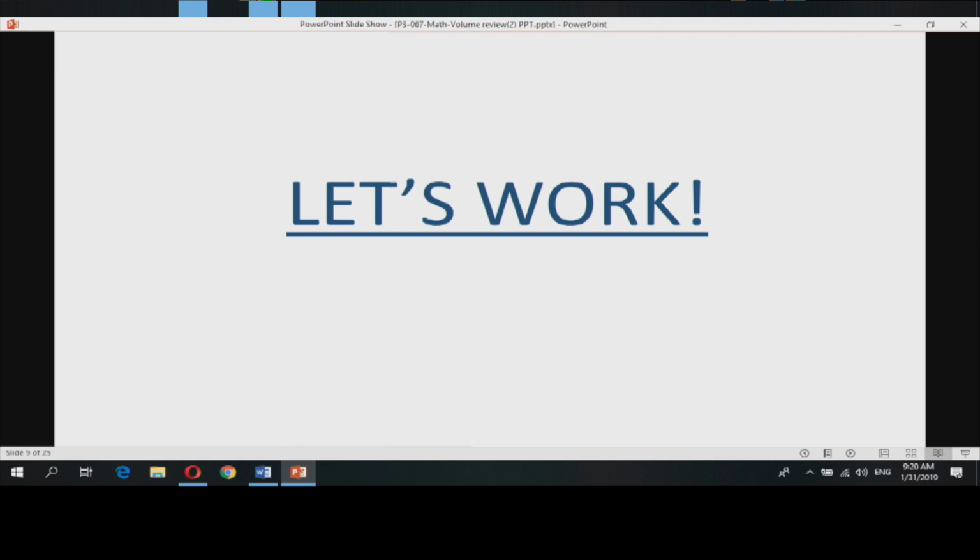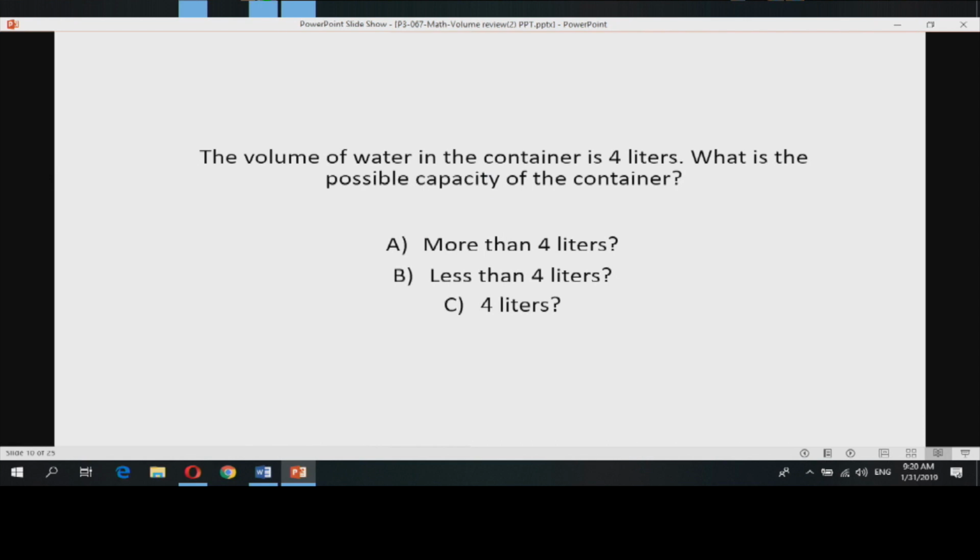Now let's work. Have some questions. Are you ready? The volume of water in the container is 4 liters. What is the possible capacity of the container? What do we think, guys? A, B, or C? C. What's the answer for C? 4 liters. Excellent. Well done.